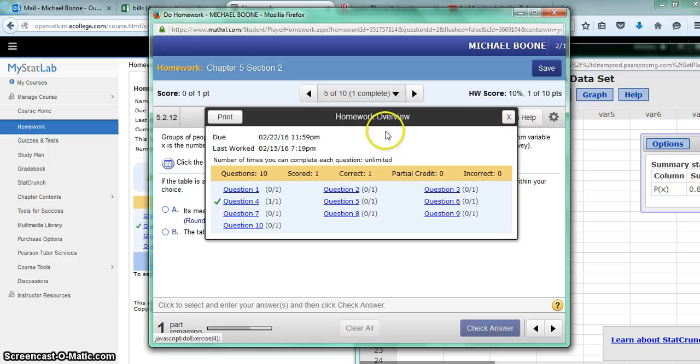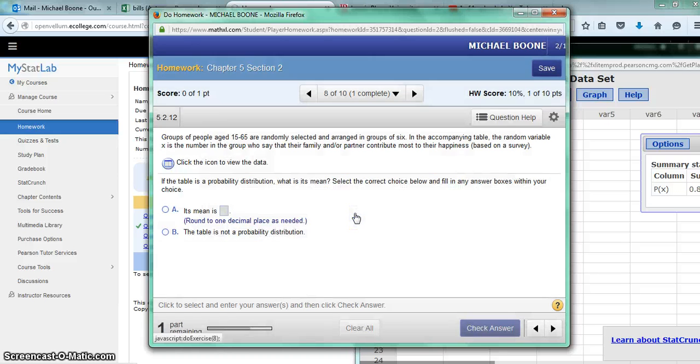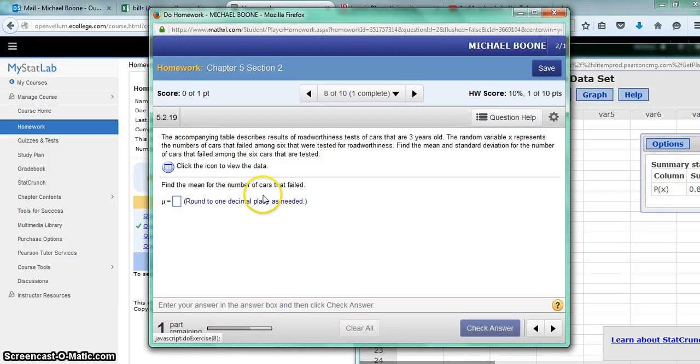Next one I want to look at is number 8. On number 8, find the mean for the number of cars that failed. So let's read and see if we can understand. Results of roadworthiness tests of cars that are 3 years old. The random variable x represents the number of cars that failed among 6 that were tested for roadworthiness. Find the mean and standard deviation.